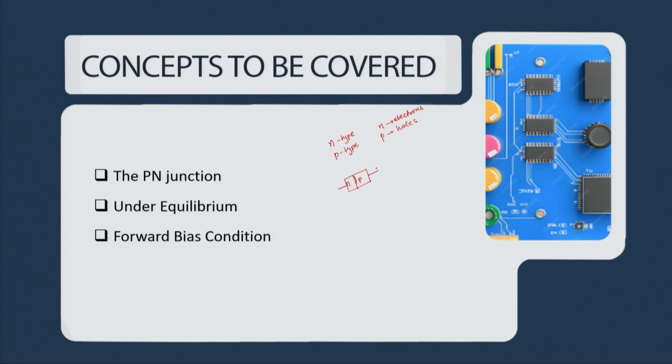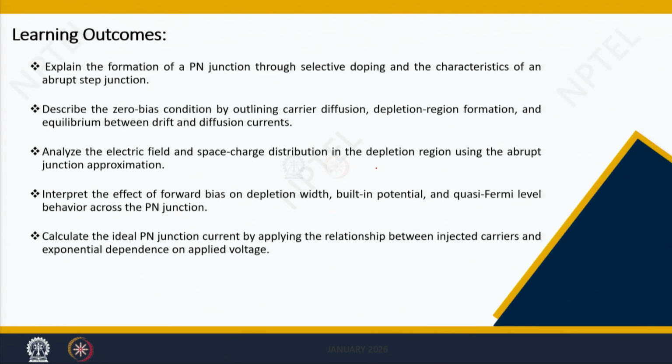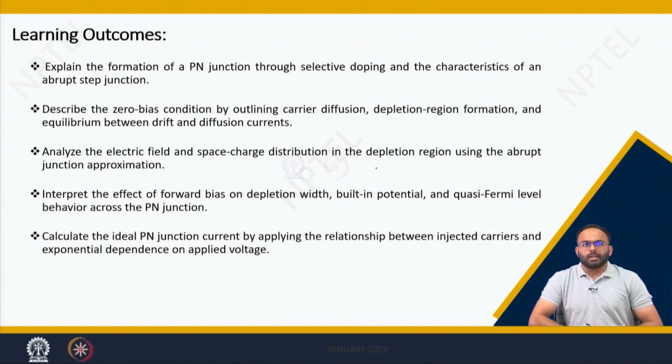We will analyze this PN junction under the equilibrium case and the forward bias condition in this lecture. These are the learning outcomes of this lecture, which help you understand the PN junction theory under equilibrium, what is built-in potential, and how the energy band diagram can be plotted for a PN junction. This lecture also helps you get the diode equation, or diode current equation, by solving with different approximations.